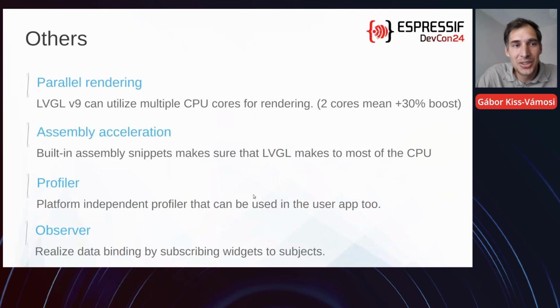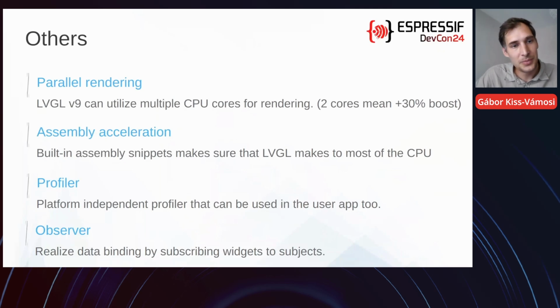Okay, here I have listed some other features which are added in the latest version of LVGL, version 9. The first one is parallel rendering. LVGL version 9 can utilize multiple CPU cores during rendering. Of course, the possible performance boost depends on the arrangement of the UI, how many things can be rendered in parallel.